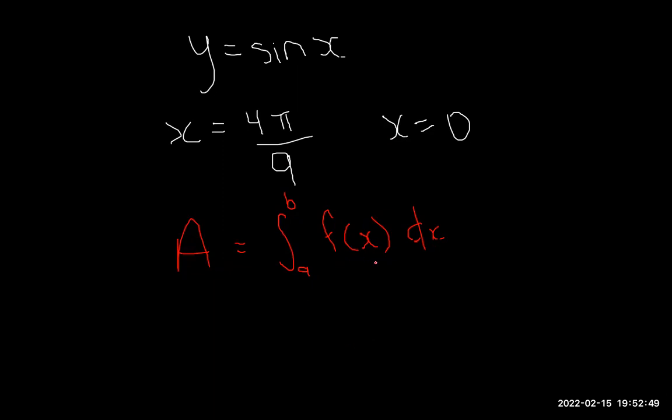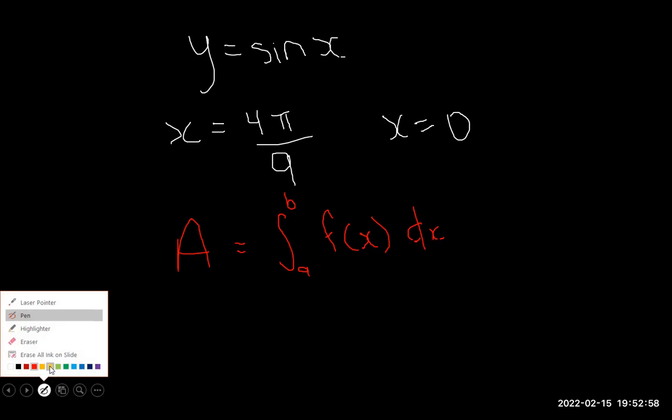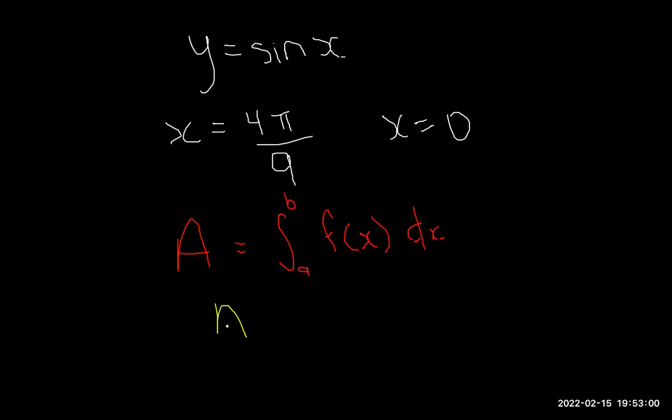F of x is the equation of the curve. They told me that the equation of the curve here is sine x. So sine x is my f of x, right? So A is equal to the integral of sine x, the equation of the curve, dx, which just means with respect to x. B, my upper limit, is always the bigger value. In this case, if I'm comparing 4 pi on 9 with 0, 4 pi on 9 is obviously the bigger number. So that is my B. I put it up here.